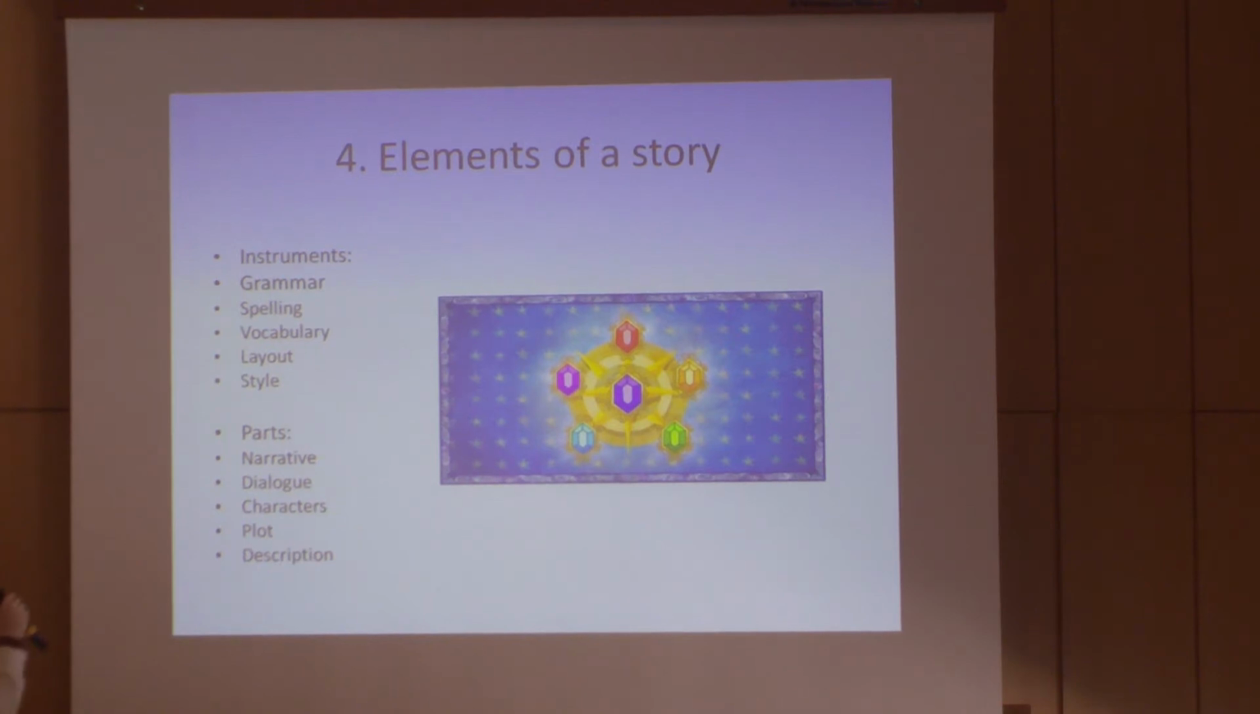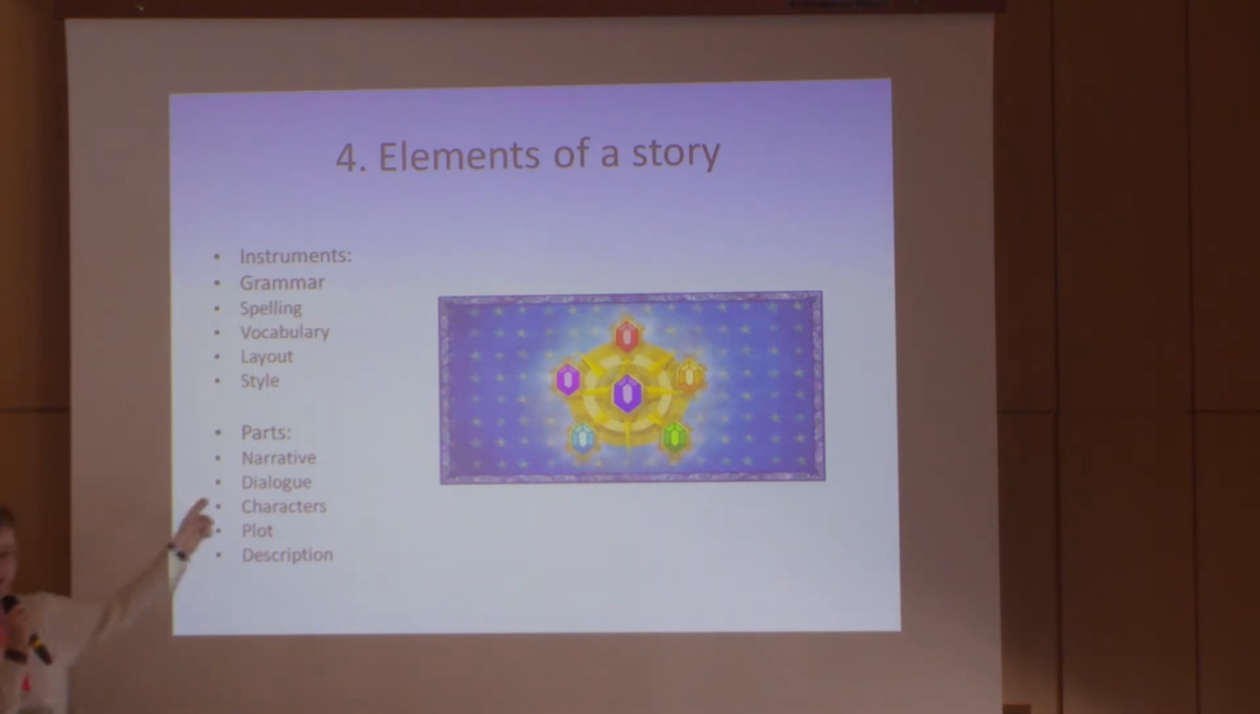Then we have the elements of a story. First of all is grammar, which will make sure that you place the words in the sentence correctly. Second of all, you have spelling, which will make sure that the reader knows what you're talking about by not making spelling mistakes. Third is layout, which means dividing your story in chunks, in paragraphs, so the reader can easily read it and won't bump his nose against the wall of text.